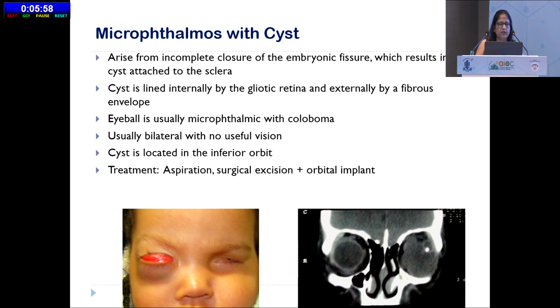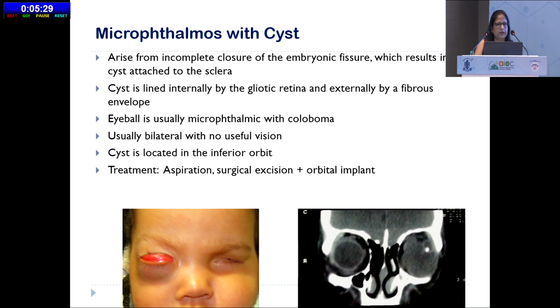And the treatment in these patients, you have to wait for some time, but I prefer removal of the cyst with eyeball if there is no vision potential early in life, say around 2 years of age, because once the orbital deformity sets in, it becomes very difficult to place an implant and it can migrate inferiorly because the orbital cavity can get deformed if you call the patient at say 3 to 4 years of age.